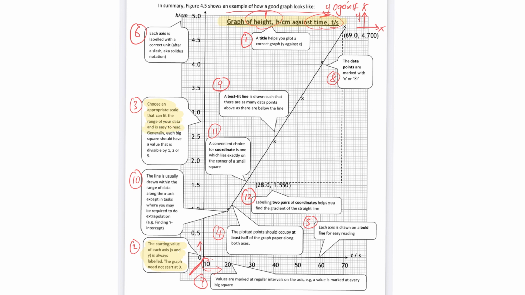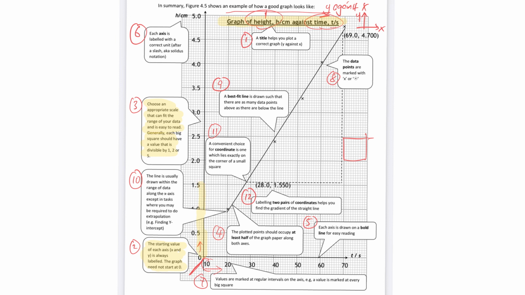Next, we need to choose an appropriate scale that can fit the range of your data and is easy to read. So like this is considered one big square over here. You must make sure that your big square should be a value that is divisible by 1, 2, or 5, an interval of 1, 2, or 5. So in this case here, you have an interval of 5, or in this case 0.5, and then 1.0, 1.5. This will make plotting the points easier because each small square is very easy to identify.